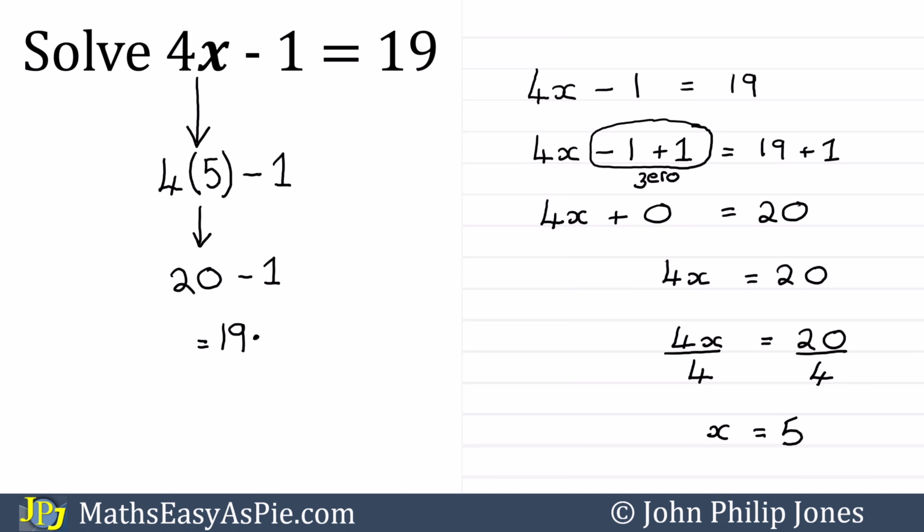19. And of course we can see this 19 is what we had in the original equation. Consequently, when we consider the result we found here, x equals 5, we can say it is correct.